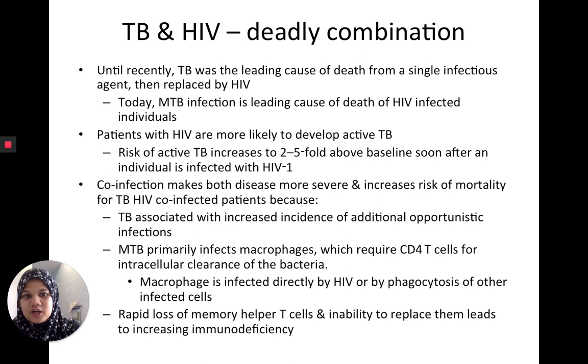And also, if you recall, TB infects macrophages, which requires CD4 T cells to help them intracellularly clear the bacteria. The macrophages can be infected by HIV, but HIV definitely infects CD4 T cells. That's basically how HIV is able to compromise the immune system. We'll talk more about HIV in the next lecture. But basically, this rapid loss of memory helper T cells and the ability to replace them is what causes this combination of TB and HIV infection to be so deadly.